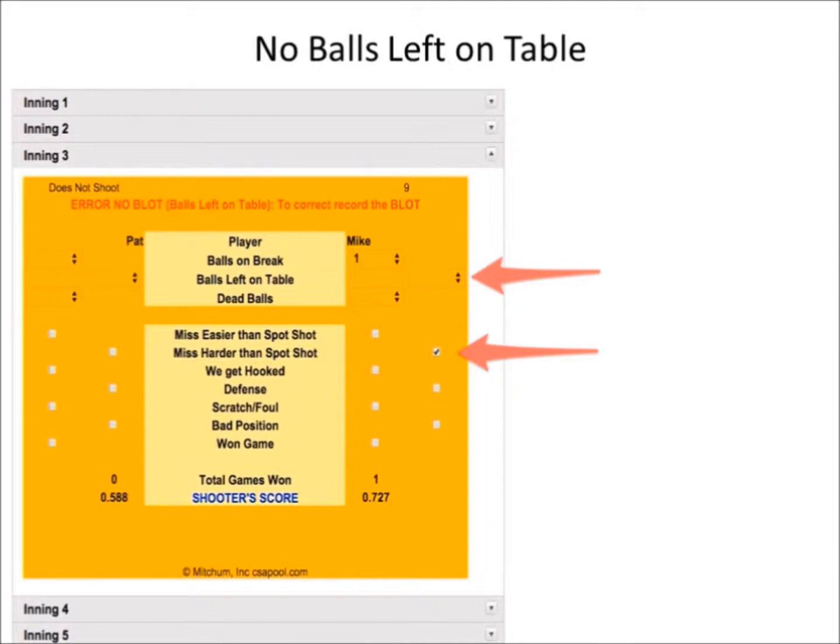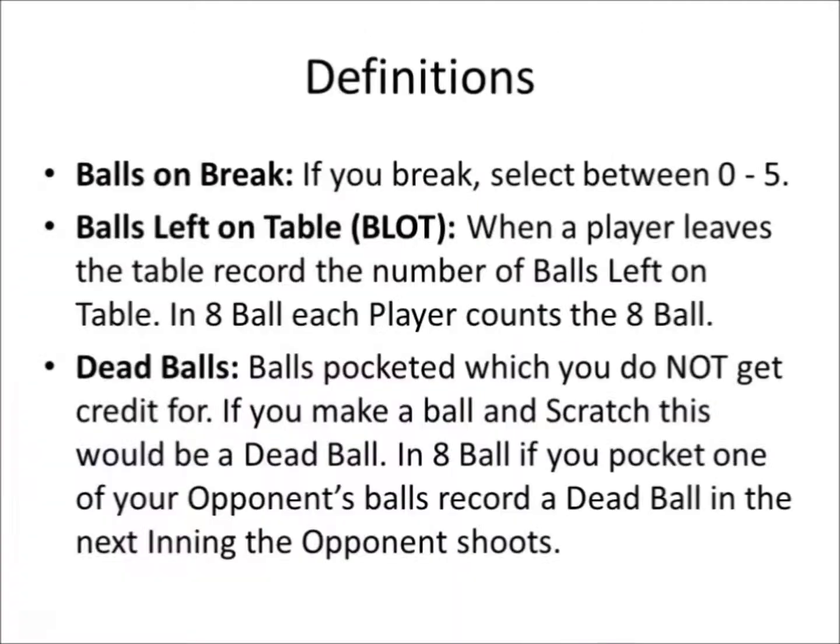The next error message is no balls left on the table. Remember, the most important thing to do is to record the number of balls left on the table. You checked miss harder than spot shot, but you didn't say how many balls were left on the table. Now in reality, when you're shooting, many times you'll go back to your seat after you've missed and you'll say I missed harder than a spot shot, and the error message will appear, and then you count the balls. Well, that's how you will correct the error, by simply using the drop box under balls left on table to record how many balls were left.